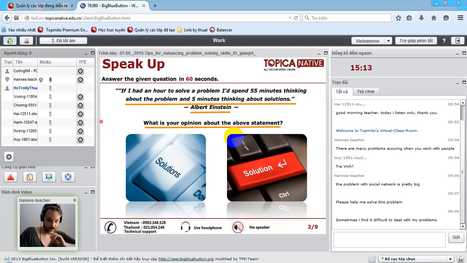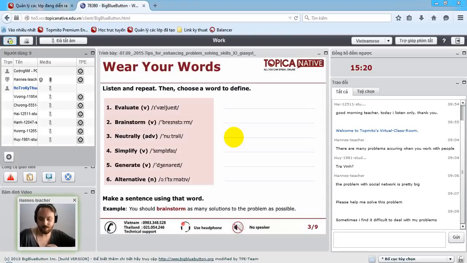Thank you, everyone. So I like this one. Albert Einstein was a genius. So let's go to the vocabulary, since we have 6 words today, so we need to put some time into this.